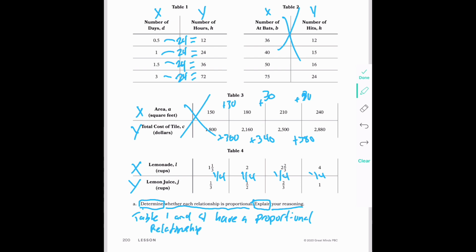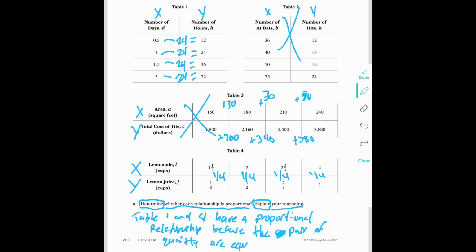And you would say because the quantities, the pairs of quantities are equivalent, equal, the same constant or same number. Then that'll be your first sentence.